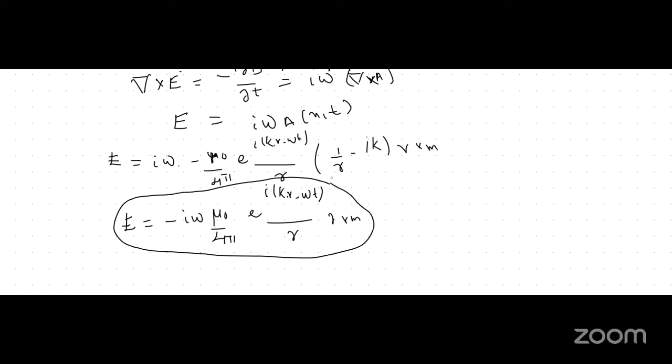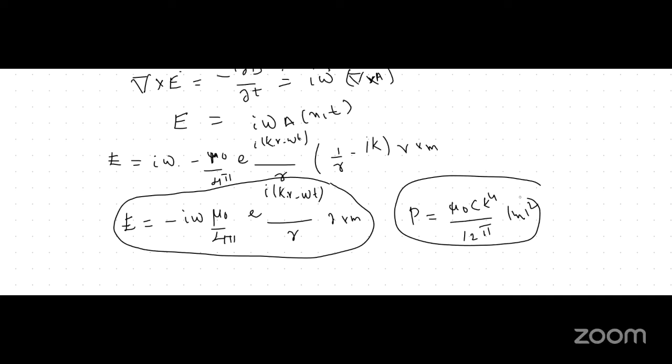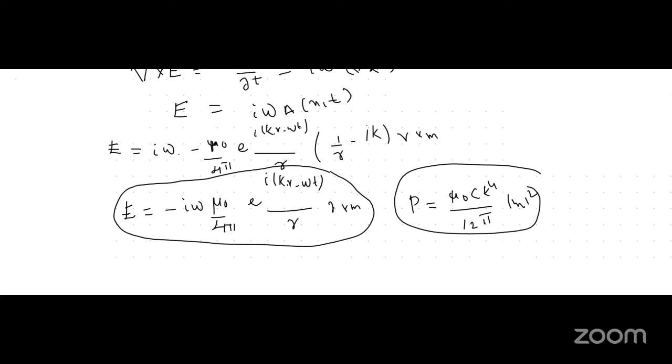And if you want to calculate the power radiated by this, the power will be given by P equals mu naught c k to the power of 4 by 12 pi into mod of m squared. So this value is the power radiated. This equation is the magnetic dipole radiation electric field, and this equation is the total power radiated, given by P equals this value. So this one is very important, magnetic dipole radiation.